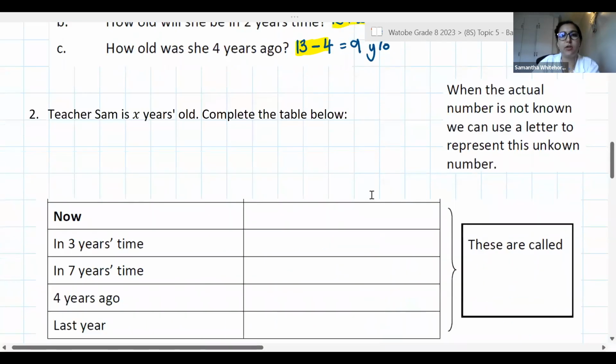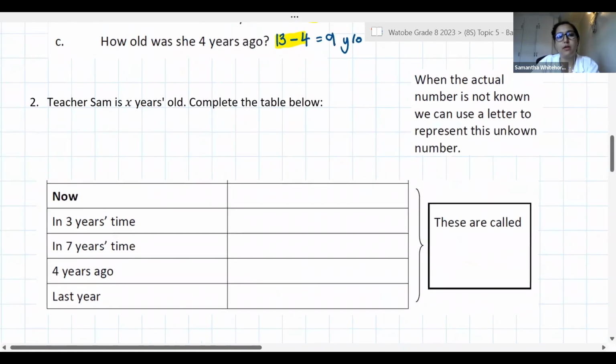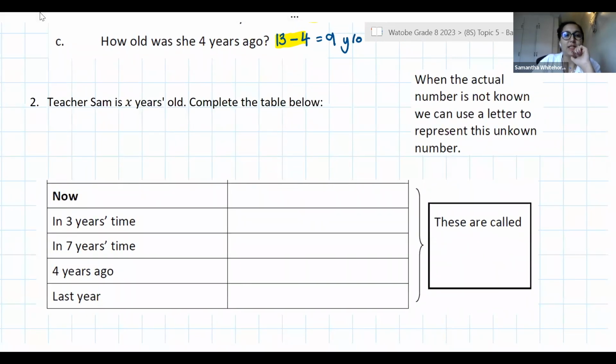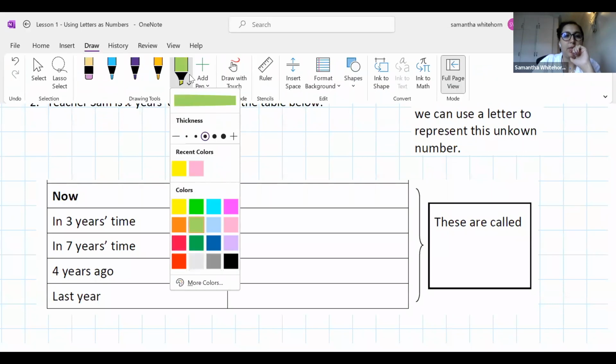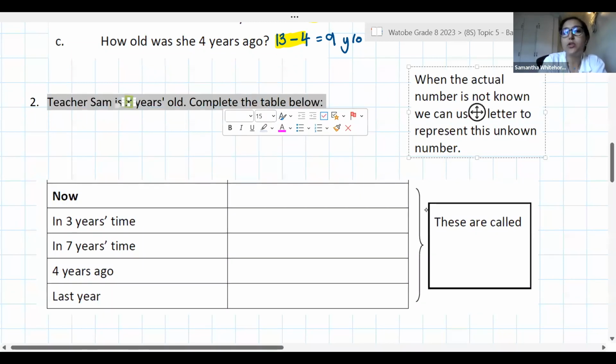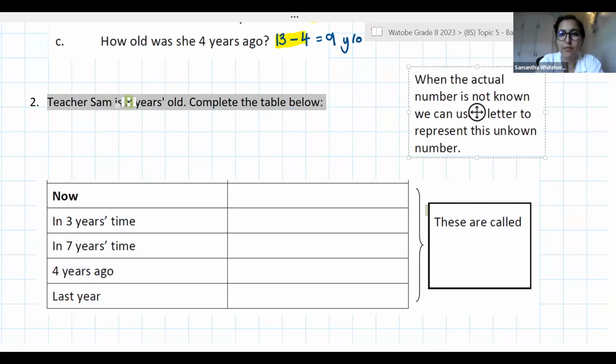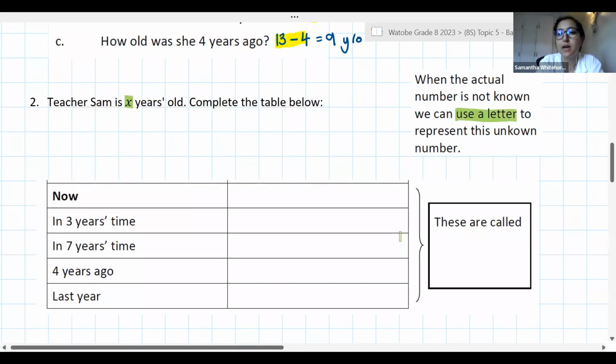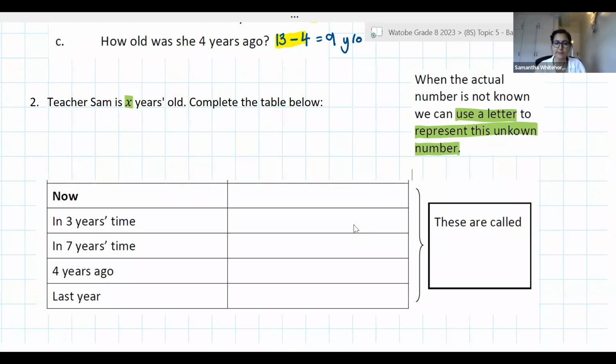Alrighty, so let's have a look at this table. It says teacher Sam is X years old. So that's me, I'm teacher Sam, I am some age. I don't know what that age is. I'm X years old. And this is now where algebra comes into play. When we don't know the actual value of something, we use a letter to represent the unknown. All right, so the second we start introducing letters, it means that we don't know the value of this thing. It has some value, we just don't yet know what it is.